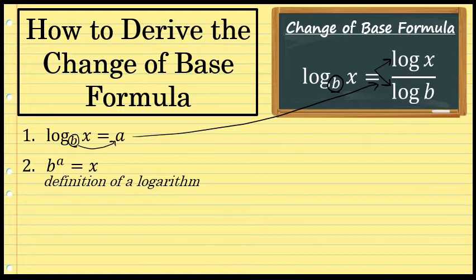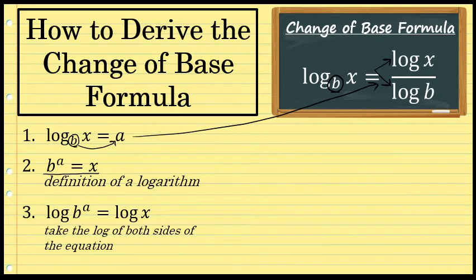And once I have it written as an exponential equation, I'll take the log of both sides. Once I have an equation, you can perform the same operation to both sides of the equation, and the value of the equation stays the same. So all that I've done here in step 3 is to take the logarithm of both sides of the equation.